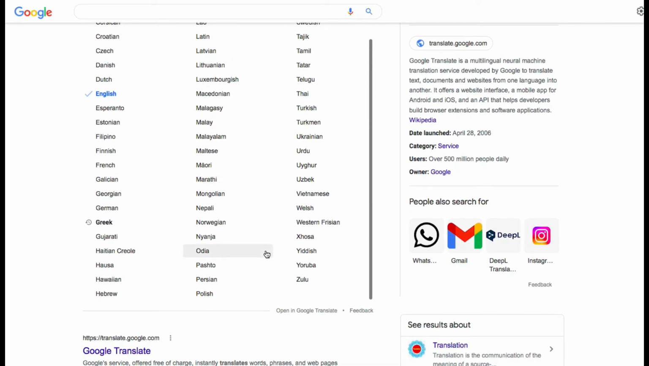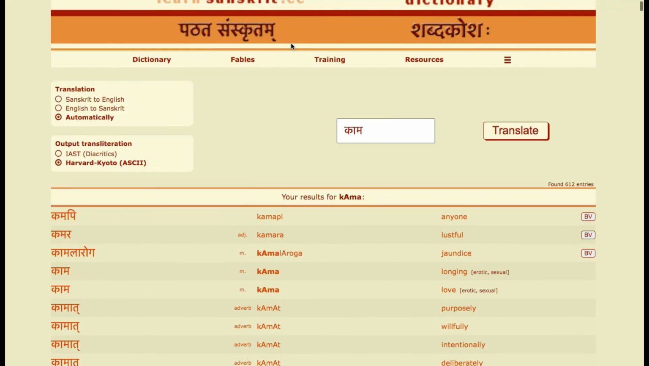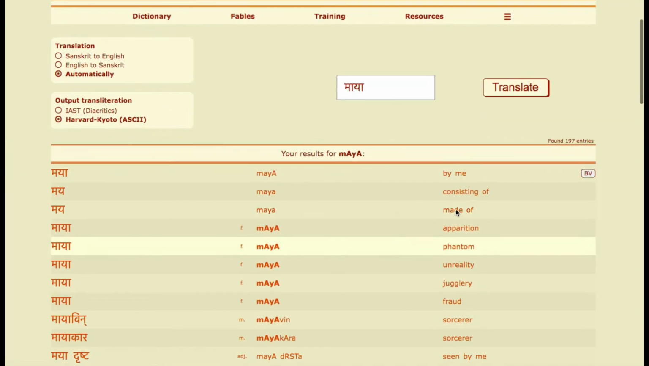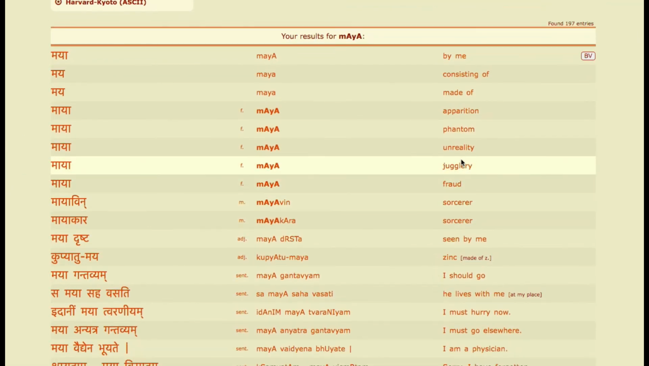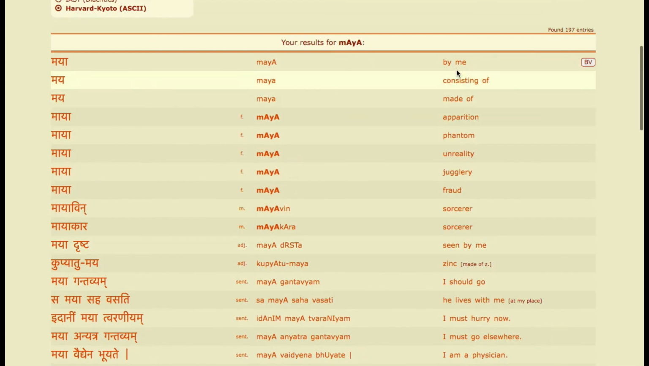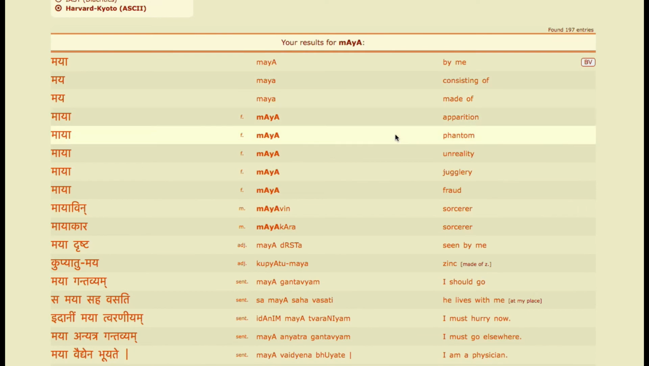So let's see what else. Mayan. I mean, do we really need to go into the Maya? Because Maya is a Sanskrit word, and it means the magic of God, actually. That's what it means. All these translations, by me, it also means by me, but by whom? It's by Yah, the Almighty, the Godhead.